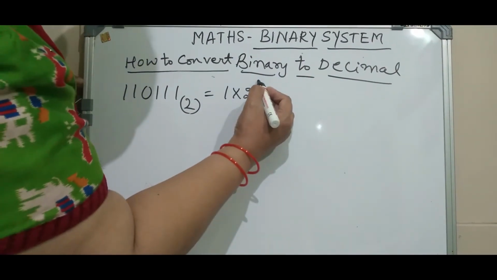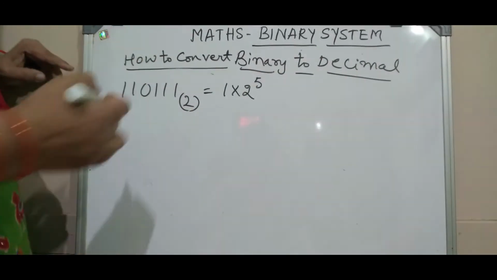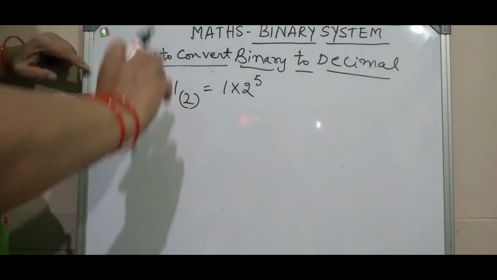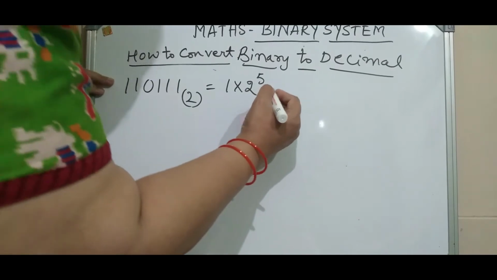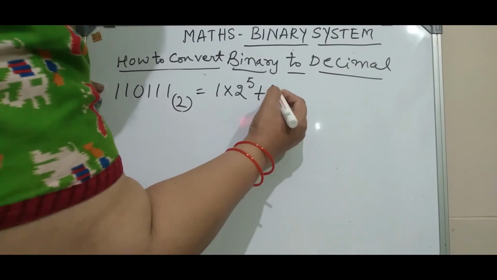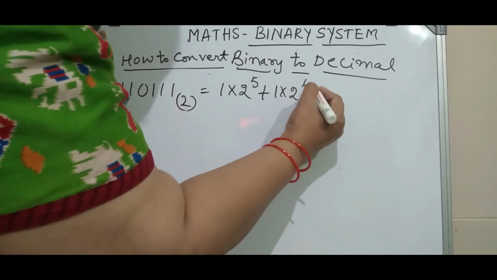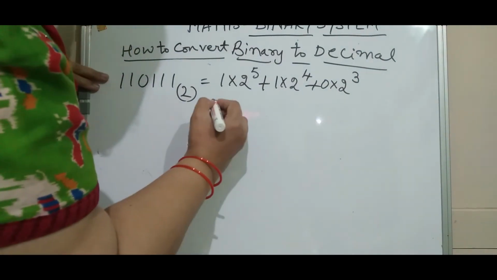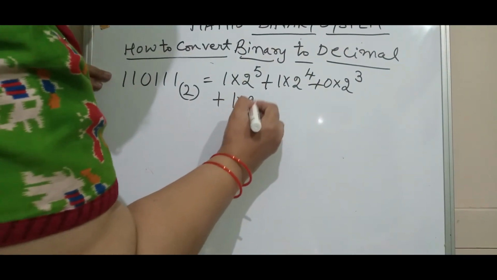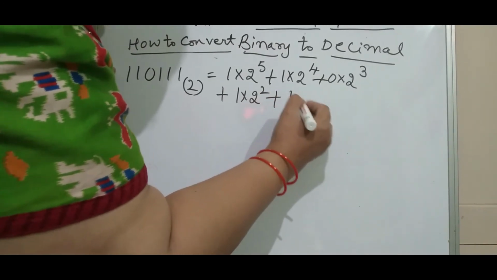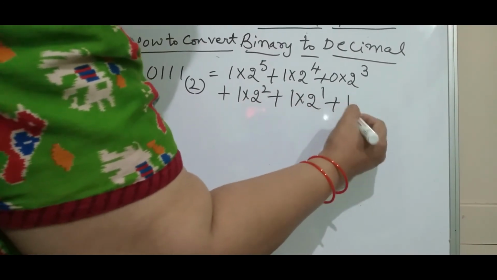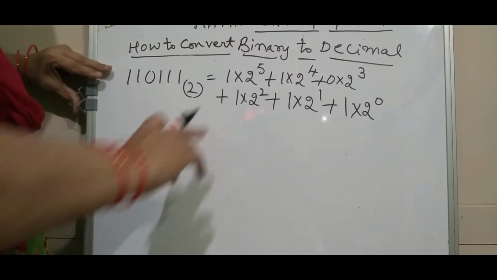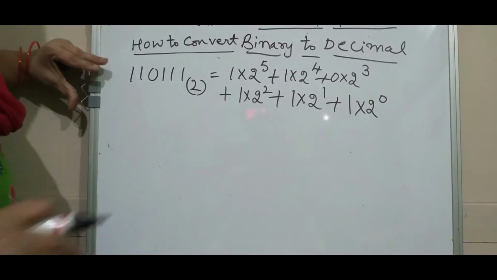So the power number, you start from 1 less than the total number of digits. 6 digits are here, so I have started from 5. Like this you write 1 into 2 to the power of 5, again plus 1 into 2 to the power of 4 plus 0 into 2 to the power of 3 plus 1 into 2 to the power of 2 plus 1 into 2 to the power of 1 plus again 1 into 2 to the power of 0. We will split it and write like this in base 2.